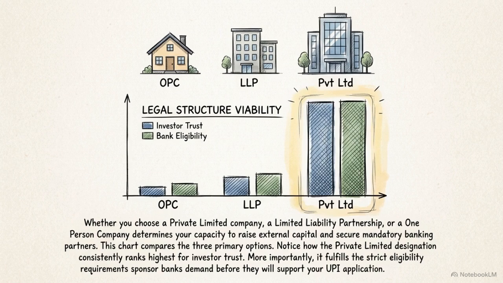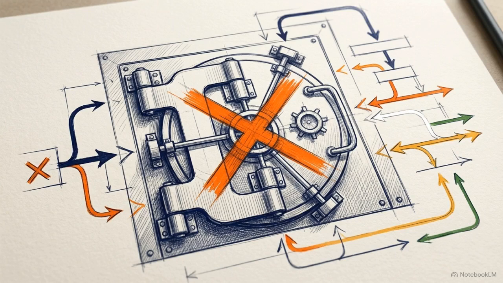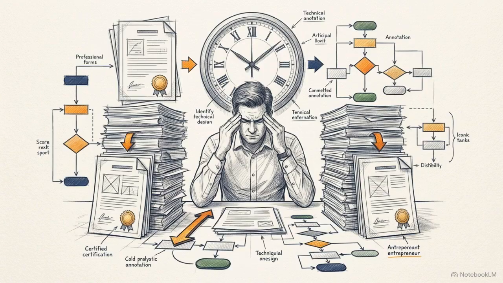This chart compares the 3 primary options. Notice how the private limited designation consistently ranks highest for investor trust. More importantly, it fulfills the strict eligibility requirements most sponsor banks demand, unlike an LLP, which reduces initial filing fees. However, when it is time to apply for UPI access, banks frequently reject LLPs for sponsorship. Converting an active LLP into a private limited company later incurs massive legal costs and delays your launch by months.